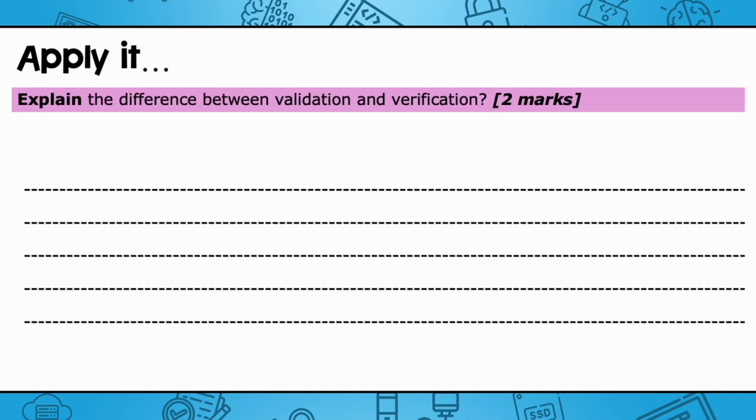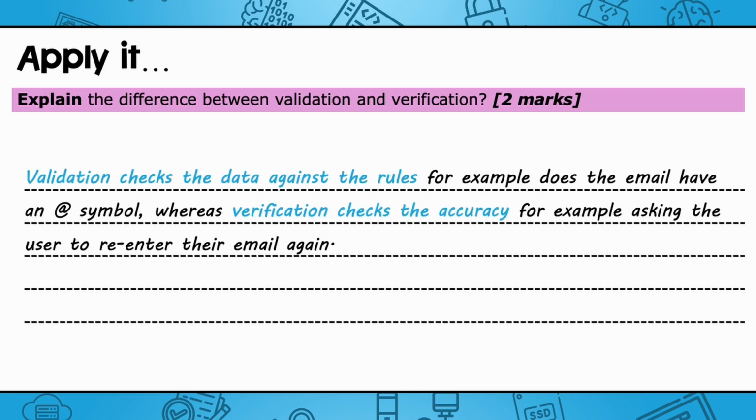So if we apply what we've looked at so far, a nice straightforward question to start with, and we'll look at a model answer for 2 marks. So explain the difference between validation and verification. So a nice straightforward one. It's really important that you understand the difference between the two.